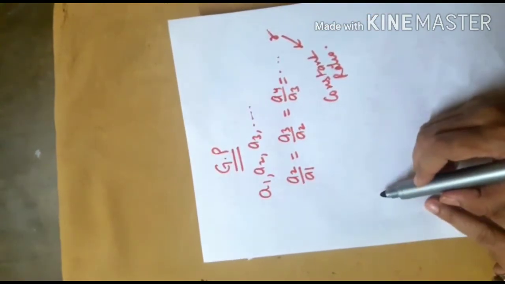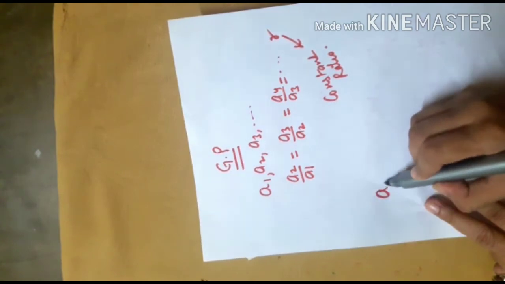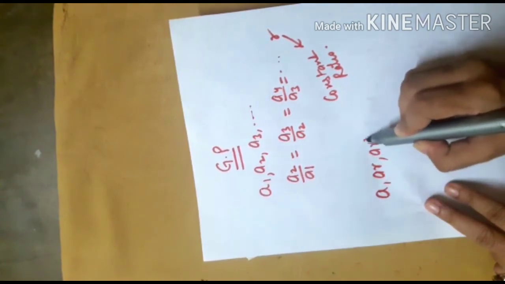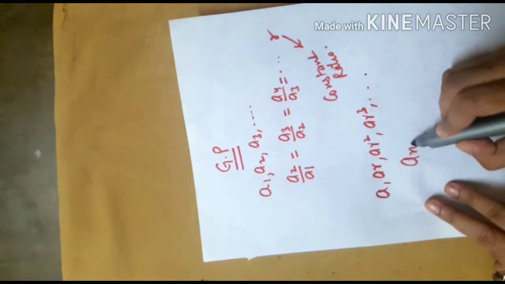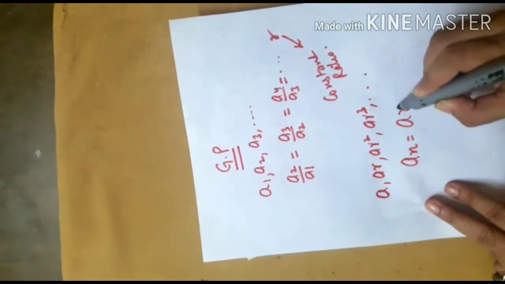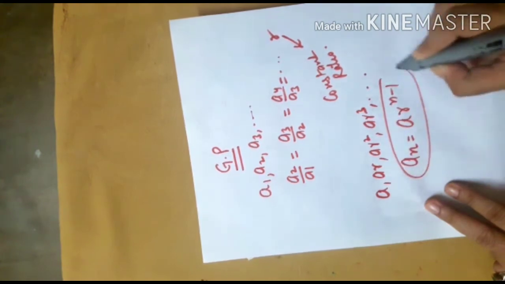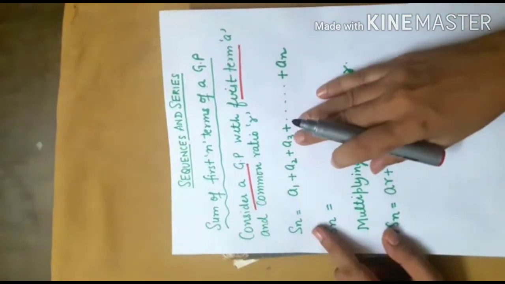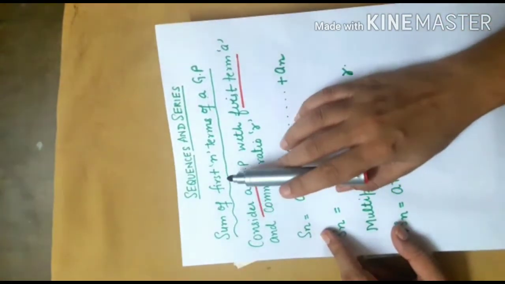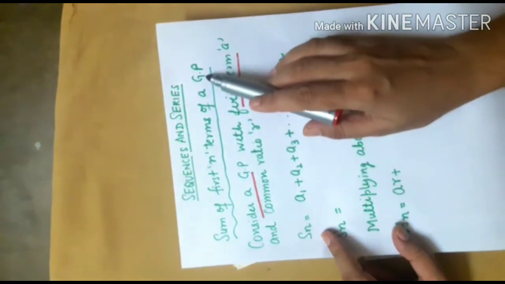and we also learned that the general form of the GP is a, ar, ar square, ar cube and so on. And the nth term is given by a into r raised to the power n minus 1. This we learnt in the previous class. Now today we will discuss the sum of first n terms of a geometric progression.